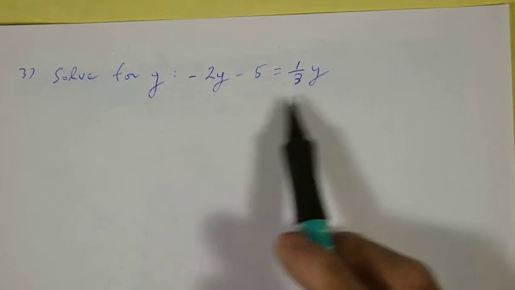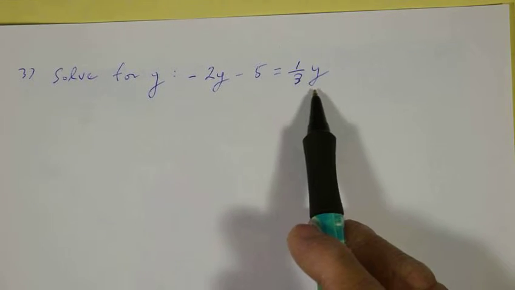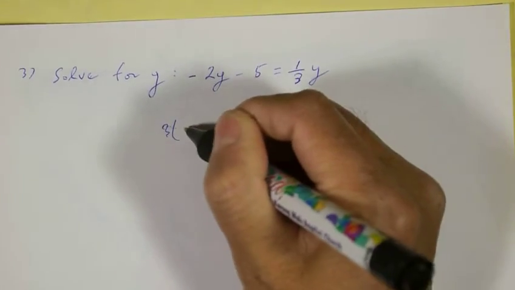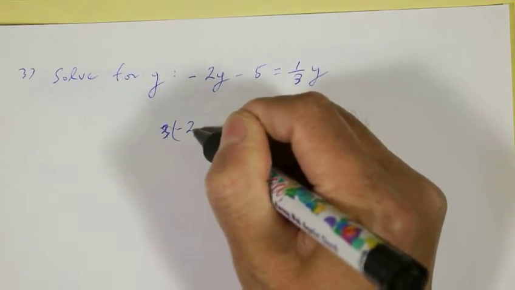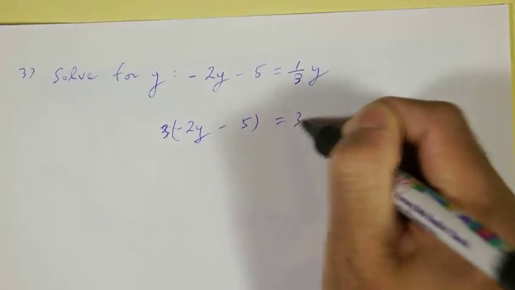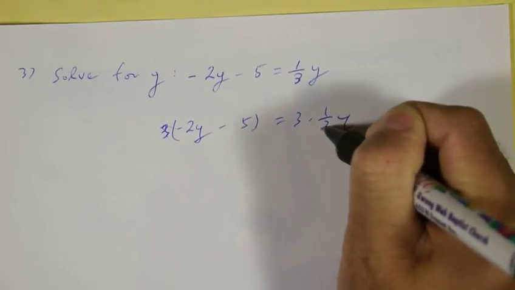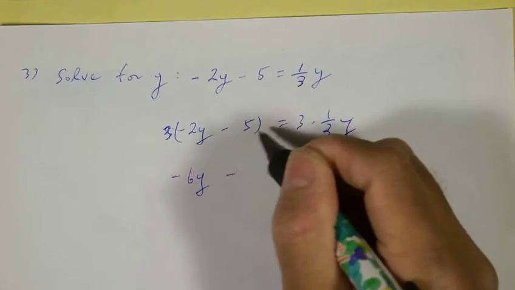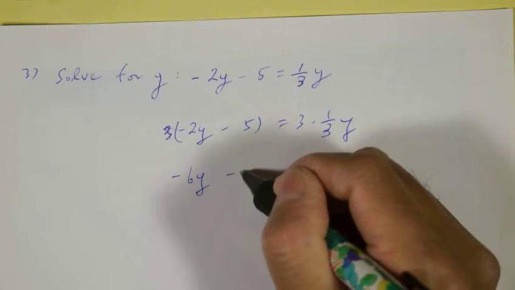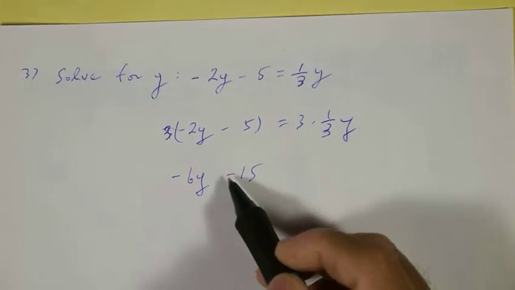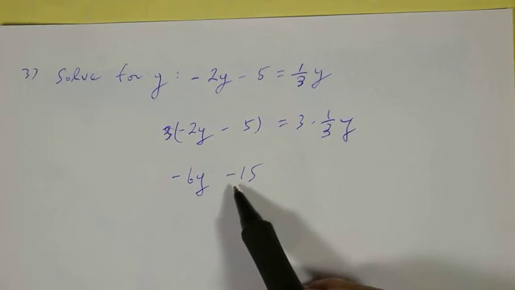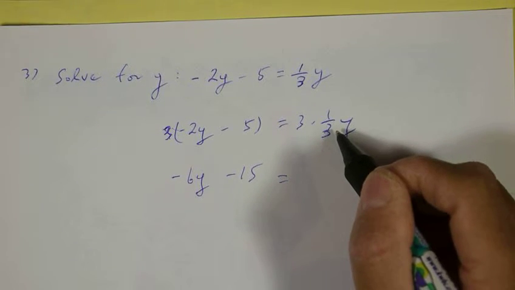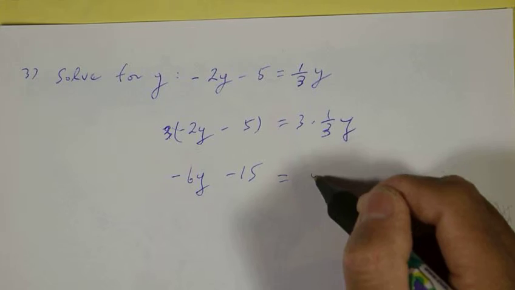So first, you have to multiply both sides by 3, right? Why 3? Because you have 1/3. So let's try it. Multiply both sides by 3. So 3 here, and minus 2y minus 5 equal to 3 times 1/3 y. 3 times minus 2 will give you minus 6y. 5 times 3 is minus 15. Be careful, this is a minus. Keep the minus sign. It's another common mistake. Students sometimes forget and put a plus instead of minus. And 3 and 1/3 give you 1y.